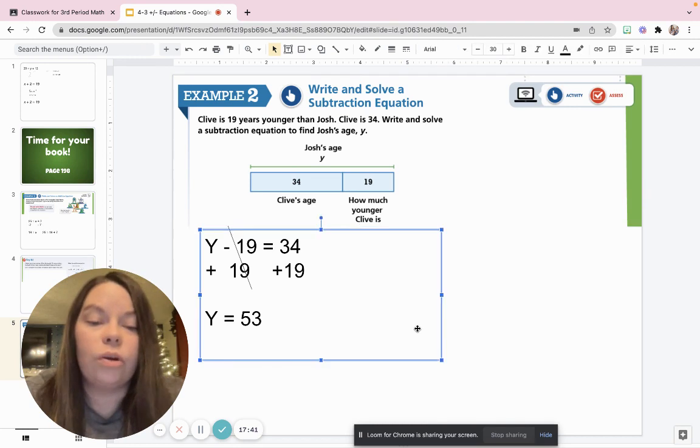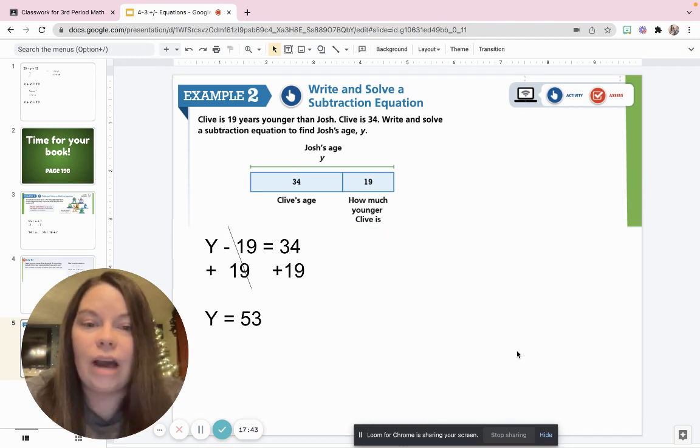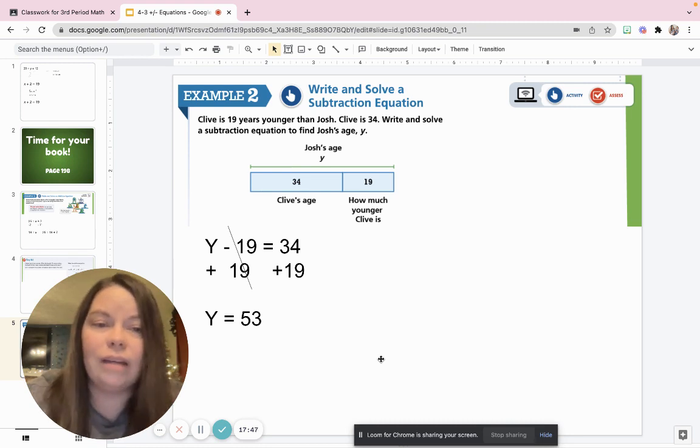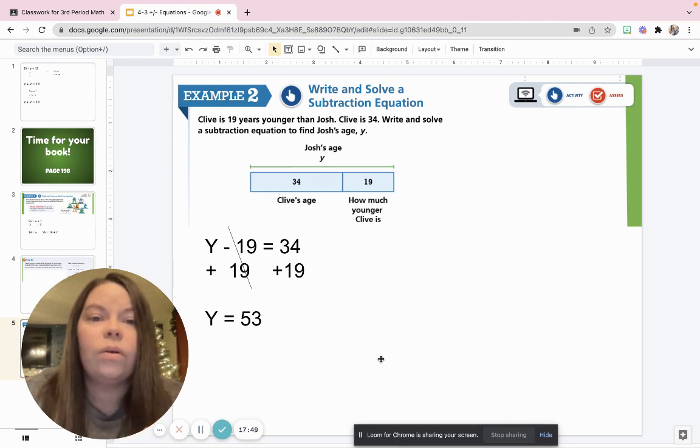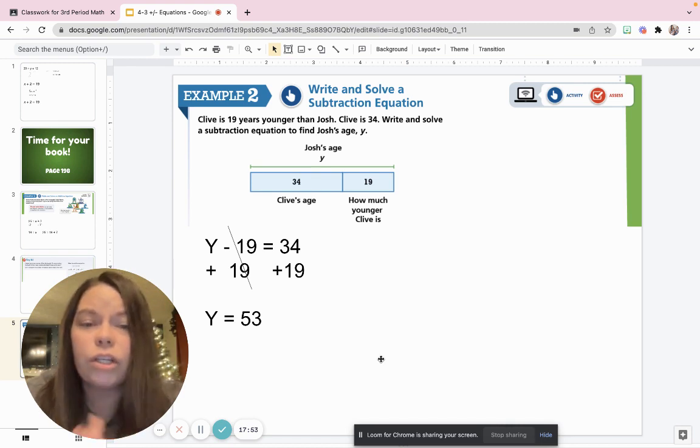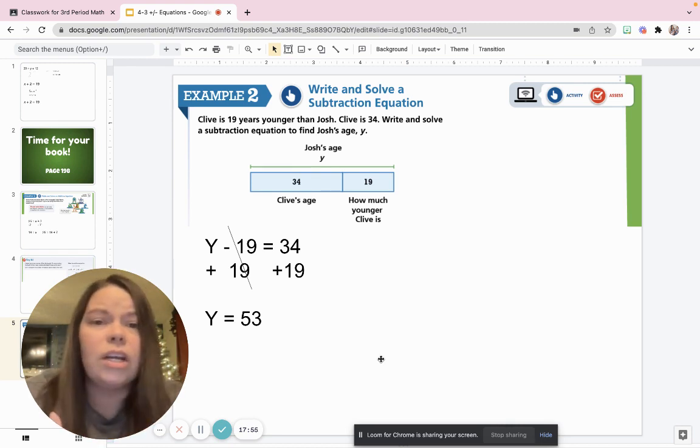Okay. So that was today. Tomorrow we're going to go into multiplying and dividing. So make sure that you feel comfortable with this. Ask questions if you need to. Your sub is there. Miss Katie's there. You can email me. But you guys should all feel confident adding and subtracting equations at this point, okay?